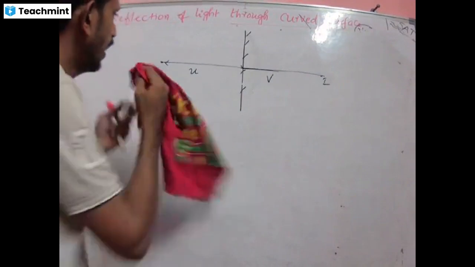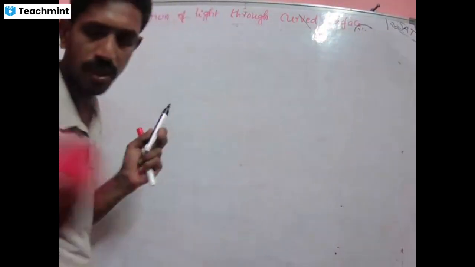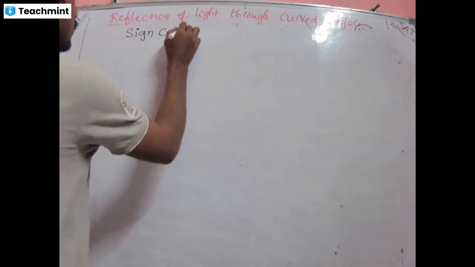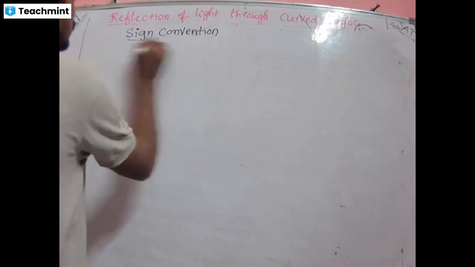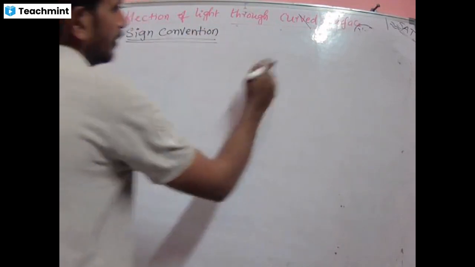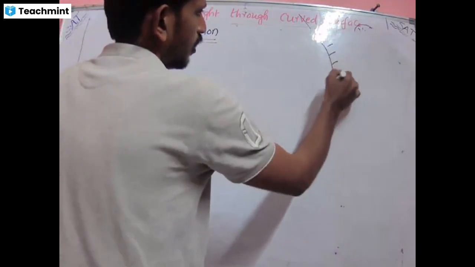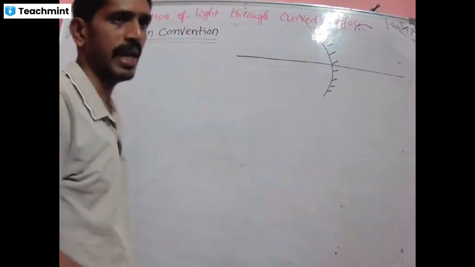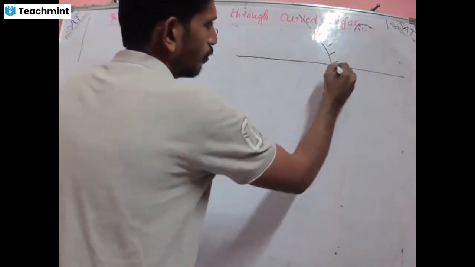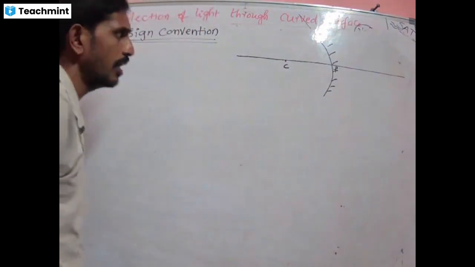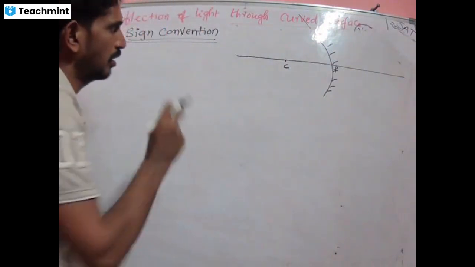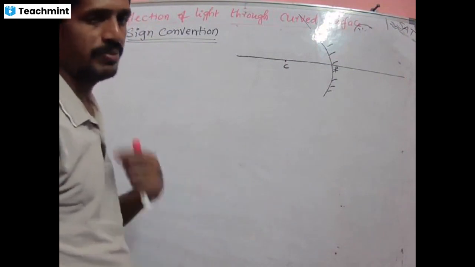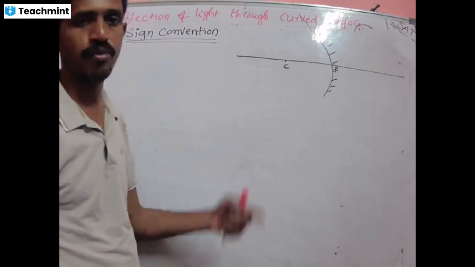Similarly, I want to take one more. Sign conventions are very important here. So, one of the important questions: sign conventions. If you take a concave mirror, this is a concave mirror. This is the principal axis. Every time we need to draw the principal axis, that means the line joining the pole and center of curvature. How do we give the sign convention for each and every distance? Here we are measuring the object distance, image distance, radius of curvature and focal length also.